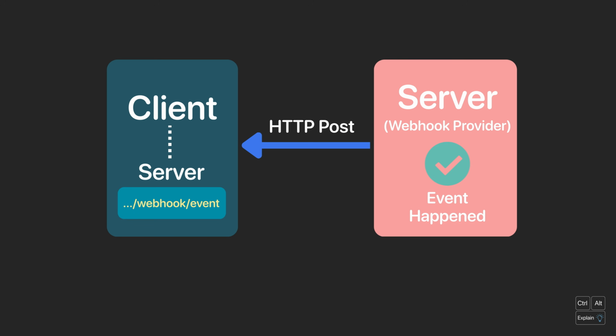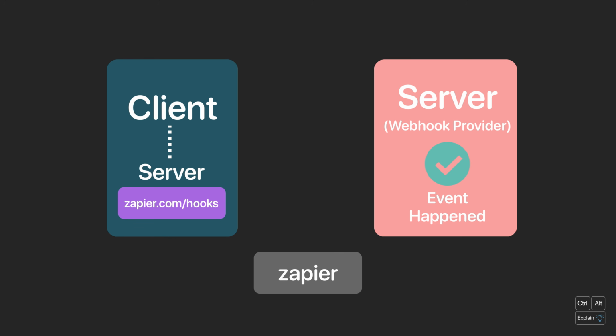Interestingly, the URL you provide doesn't even have to be your server. You can provide a URL for a third-party tool like Zapier. You are essentially telling the provider, "When this event happens, don't tell me. Tell that guy over there."